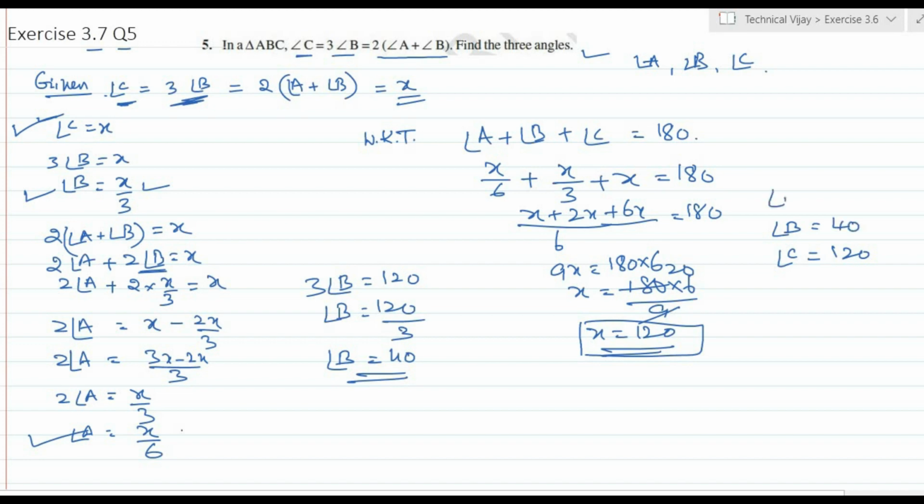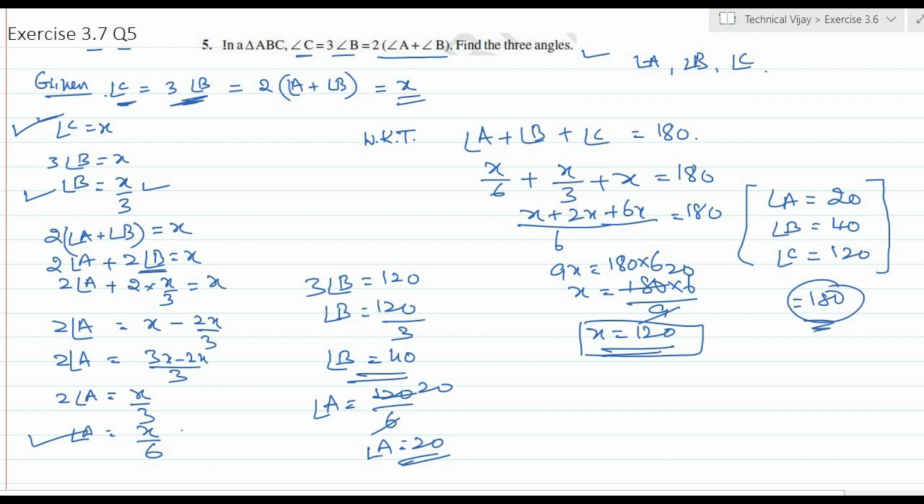So angle A can be calculated as 180 minus this one. So 180 minus 160. This will be 20. Or otherwise, see here, angle A is equal to x by 6. Angle A is equal to 120 divided by 6, which is 20. So these are the angles. Angle A, B, C is equal to 20, 40, 120. So total will be 180 degrees. Okay. Thank you.